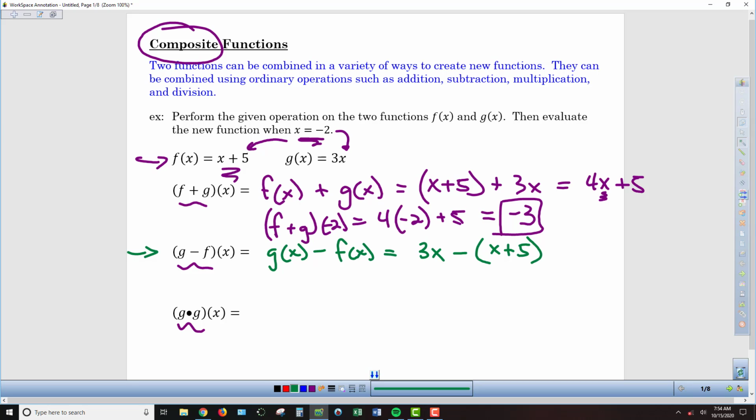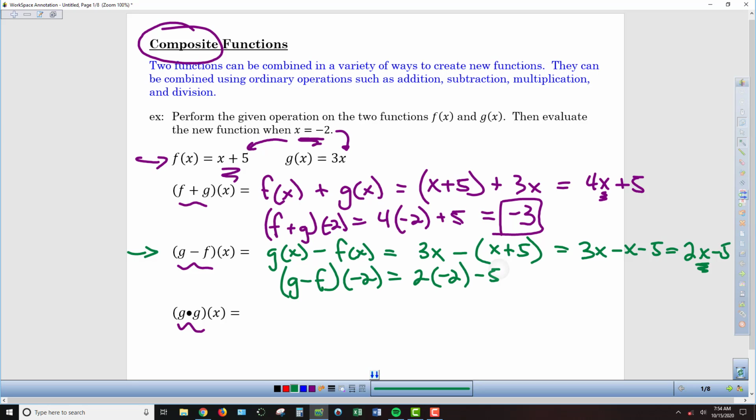If we don't have the parentheses, we're going to end up with an incorrect combined function, which will then lead to incorrect outputs. So we'll have 3x minus x minus 5. So then after gathering like terms, we're going to end up with 2x minus 5 as our combined function in this way. And then to evaluate that at negative 2, I'm just going to plug negative 2 in for x right there. So 2 times negative 2 minus 5. So we get negative 4 minus 5, or negative 9.